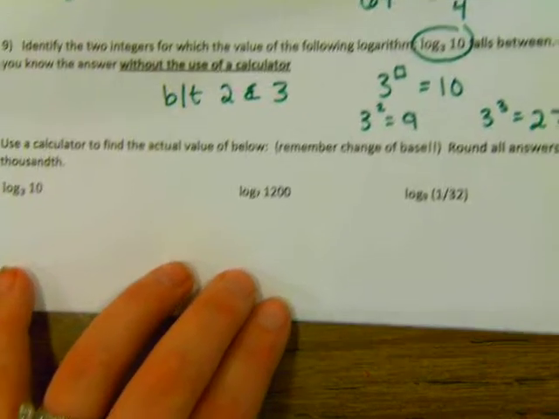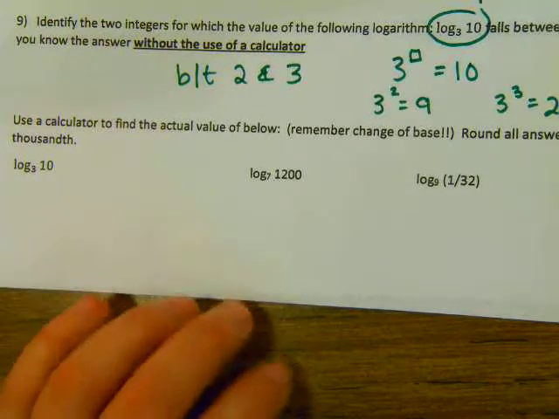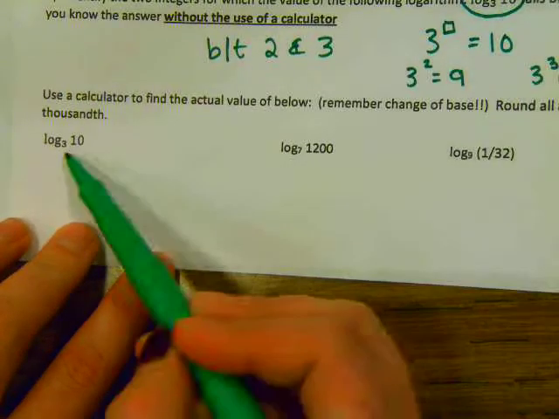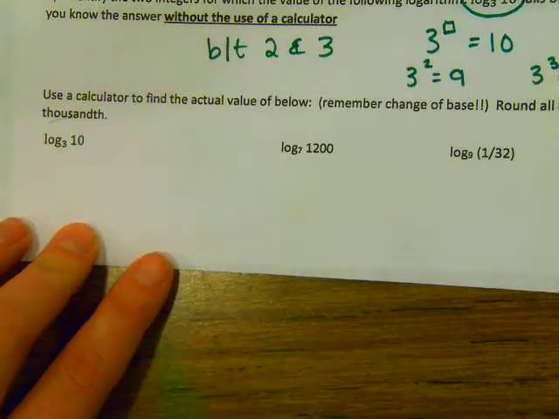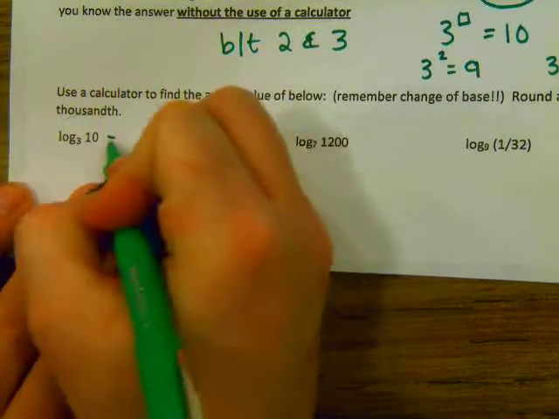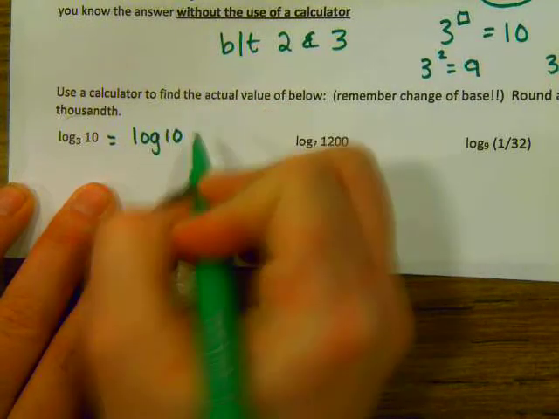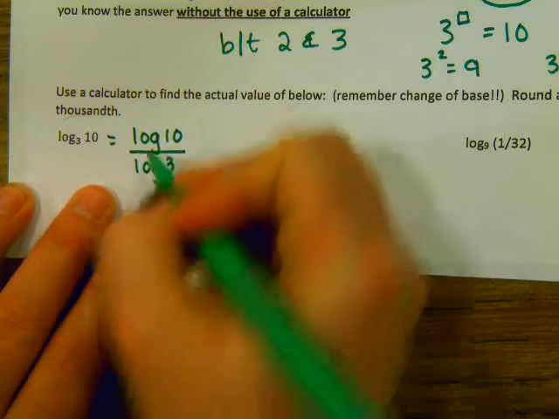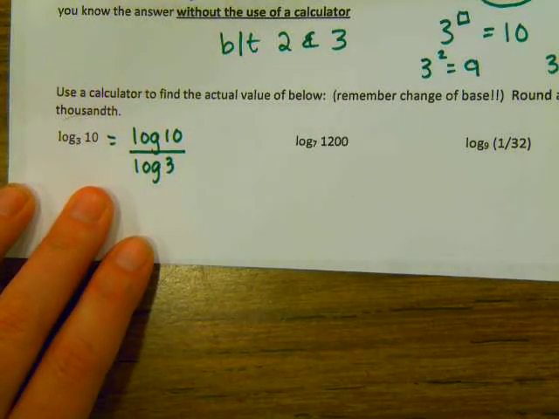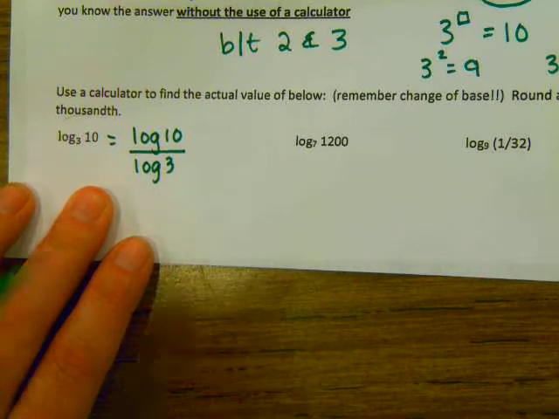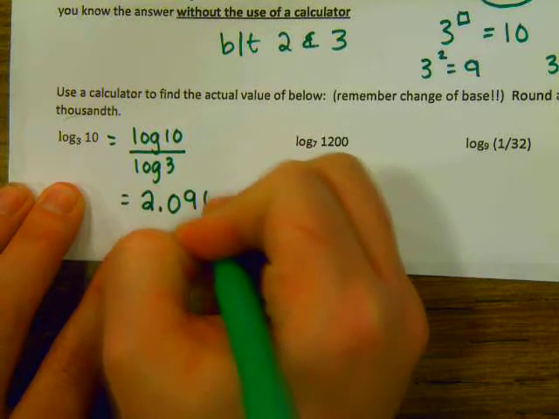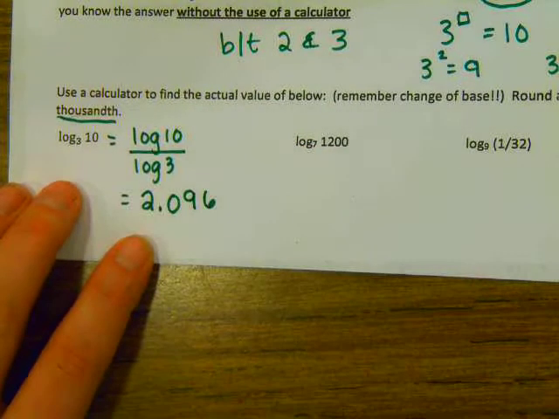And last but not least, use a calculator to find the actual value below. These are ones again, so kind of going in this log base 3. Now I want you to find the decimal exponent. So remember, to do that, change of base, okay? Log 10 divided by log 3. The base is always at the bottom, and that's what you type in your calculator. Log 10 divided by log 3, and I got 2.096, because it says round to the thousandths place.